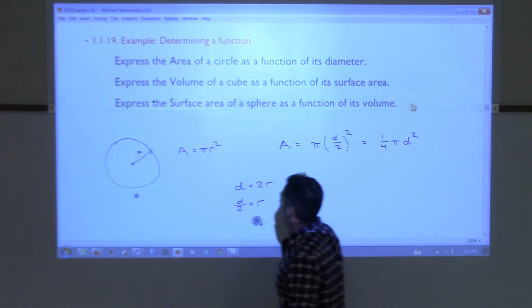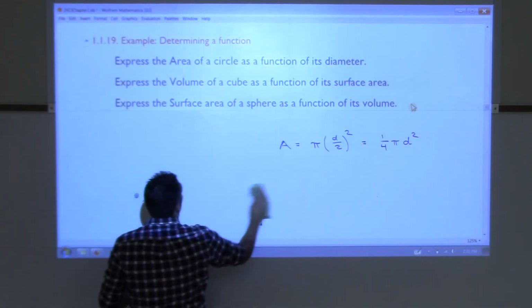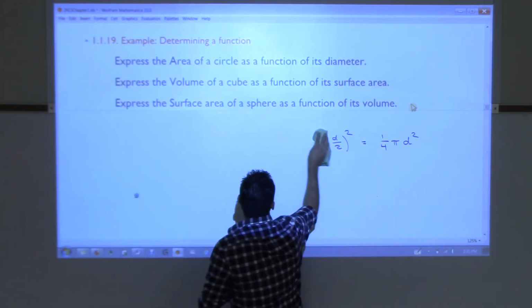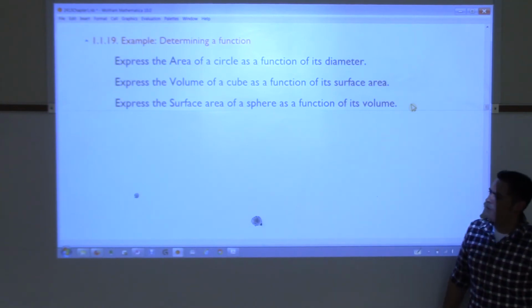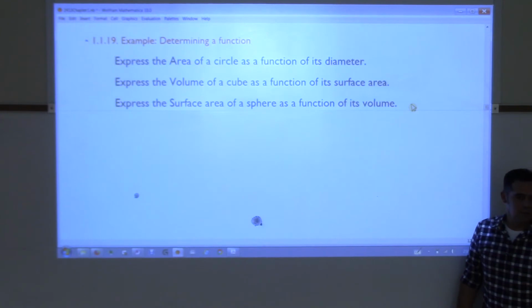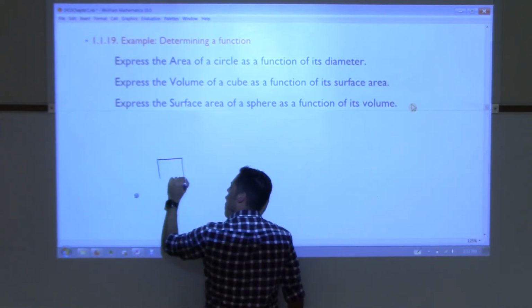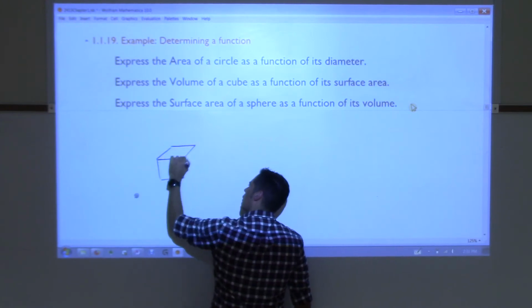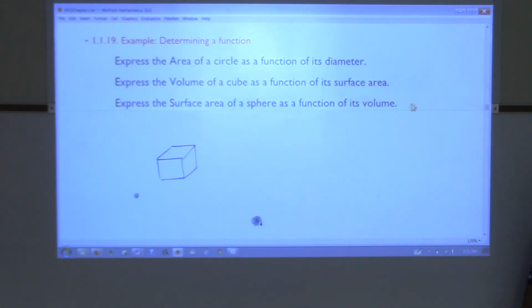That first one was kind of a warm-up one. Let's see what this next one is. Express the volume of a cube as a function of its surface area. The volume of a cube as a function of its surface area. Okay, let's draw a cube first. That's a cube.